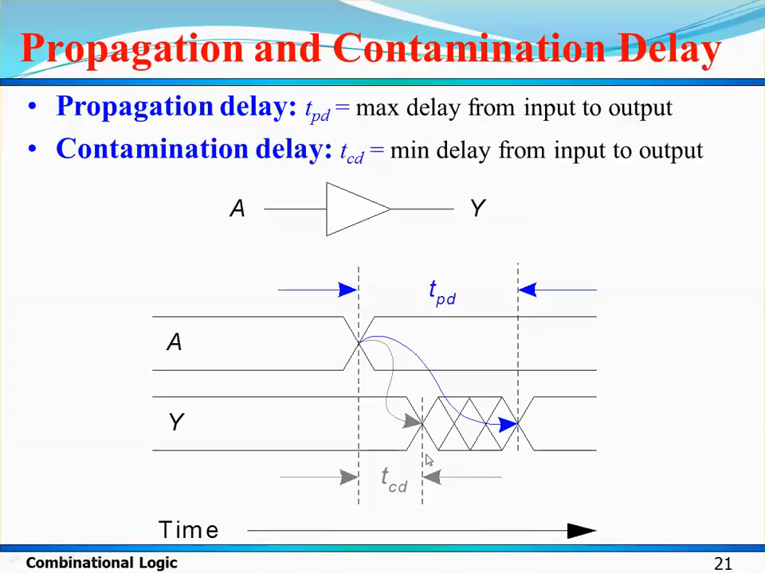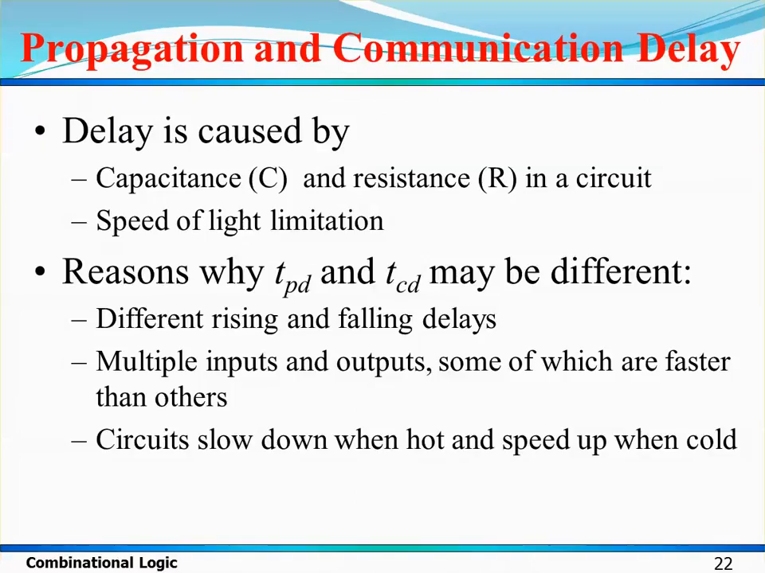Basically, this contamination delay is very important for multi-input circuits, and normally the RC time constant is the main cause of this delay. So the capacitance C or the resistance R in a circuit creates this kind of RC time constant delay. Also the speed of light limitation causes this kind of delay, and normally the propagation delay is a bit higher than the contamination delay.